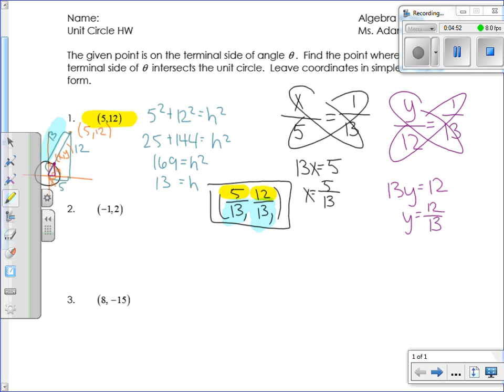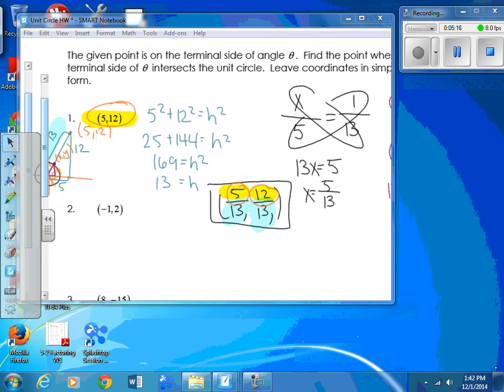So as a quick way to do this, or even just a quick check, your point on the unit circle should always have numerators that were your original point in the question. I originally had 5 and 12, and those became my numerators. And then your denominator is always going to be that hypotenuse that you found by using the Pythagorean theorem. And that's it.